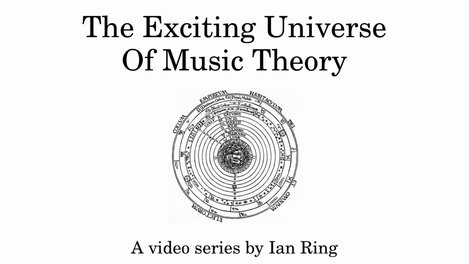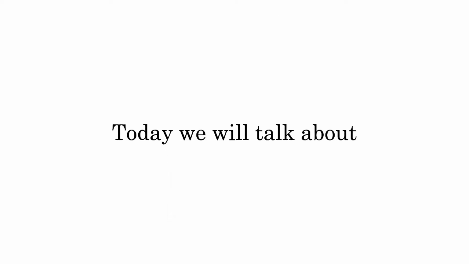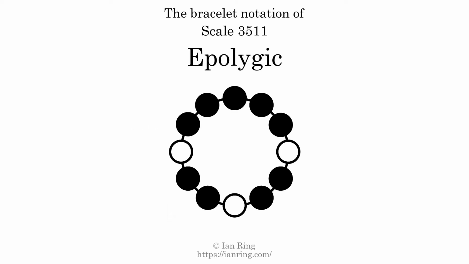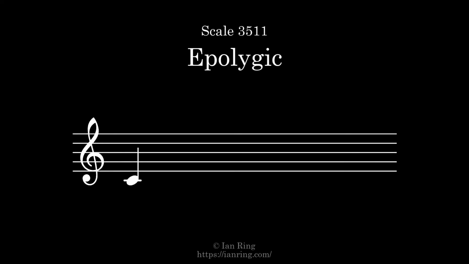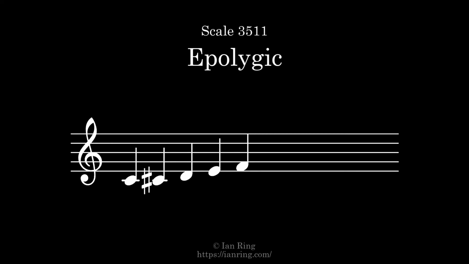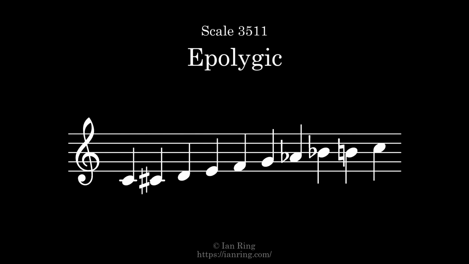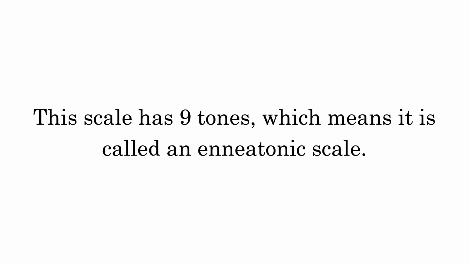Welcome to the exciting universe of music theory. Are you ready to learn? Then let's begin. Today we will talk about scale 3511, Epolygic, which sounds like this. This scale has 9 tones, which means it is called an enneatonic scale.